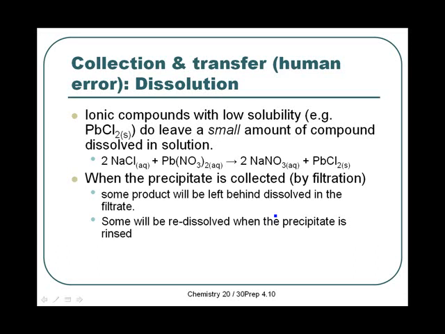When the precipitate's collected, so once we get this solid and it's suspended in a liquid, once we start trying to collect it, some of it's going to be left behind. It's going to be dissolved in the filtrate. Some of it's going to be redissolved when we rinse it. So after a reaction is done, that solid that we collect, we rinse it with water to get any impurities out of it. But in the process, we put some of it back into solution. It gets dissolved in that rinsing water that we're using. So we lose some because it's left behind, and we lose a little bit more when we clean it to make it pure.